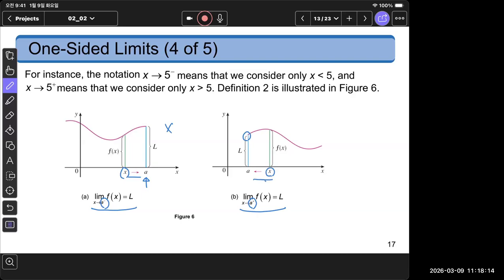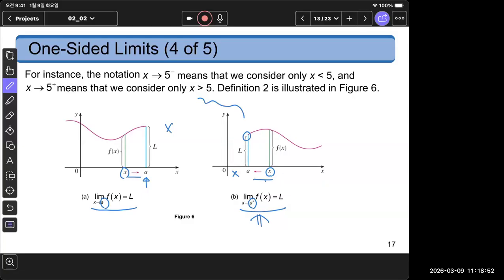And at this point, I do not care about the left-hand side of a. The function may have a different tendency to the left of a. It doesn't matter. Or the function may not be defined to the left of a. It doesn't matter. As long as your function values approach the value L to the right of a, then we can use this notation to represent this right-hand limit.